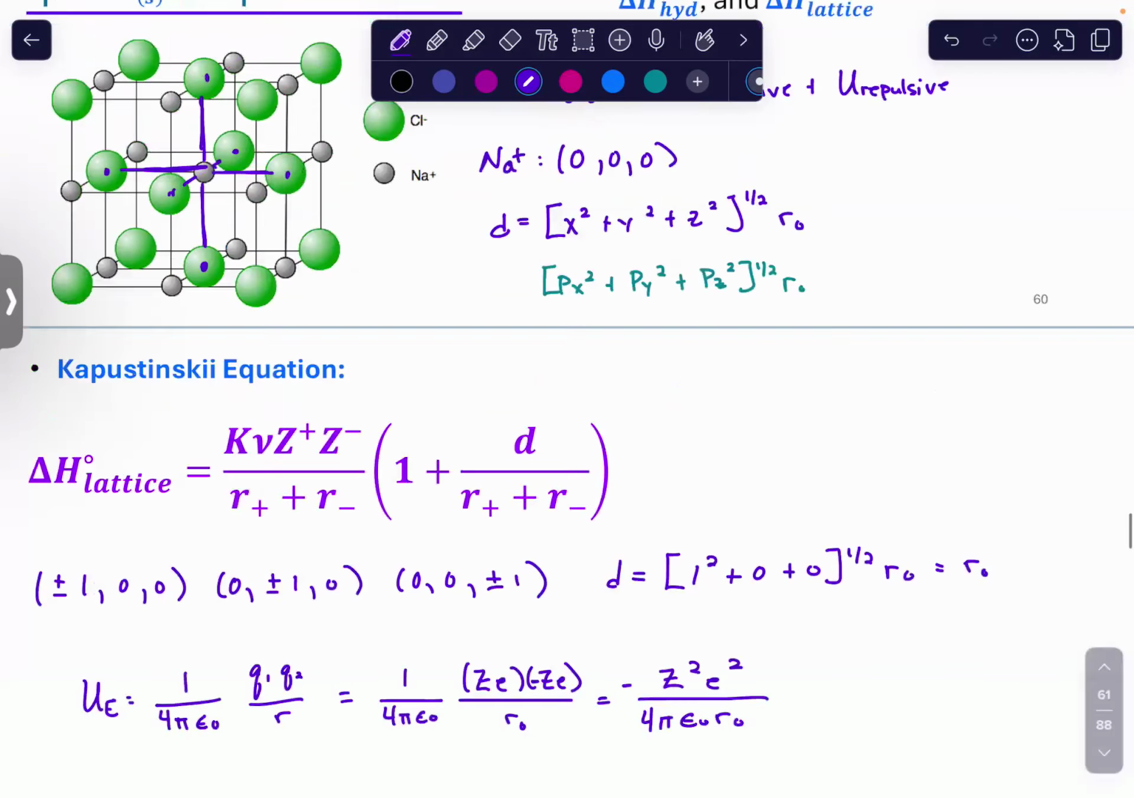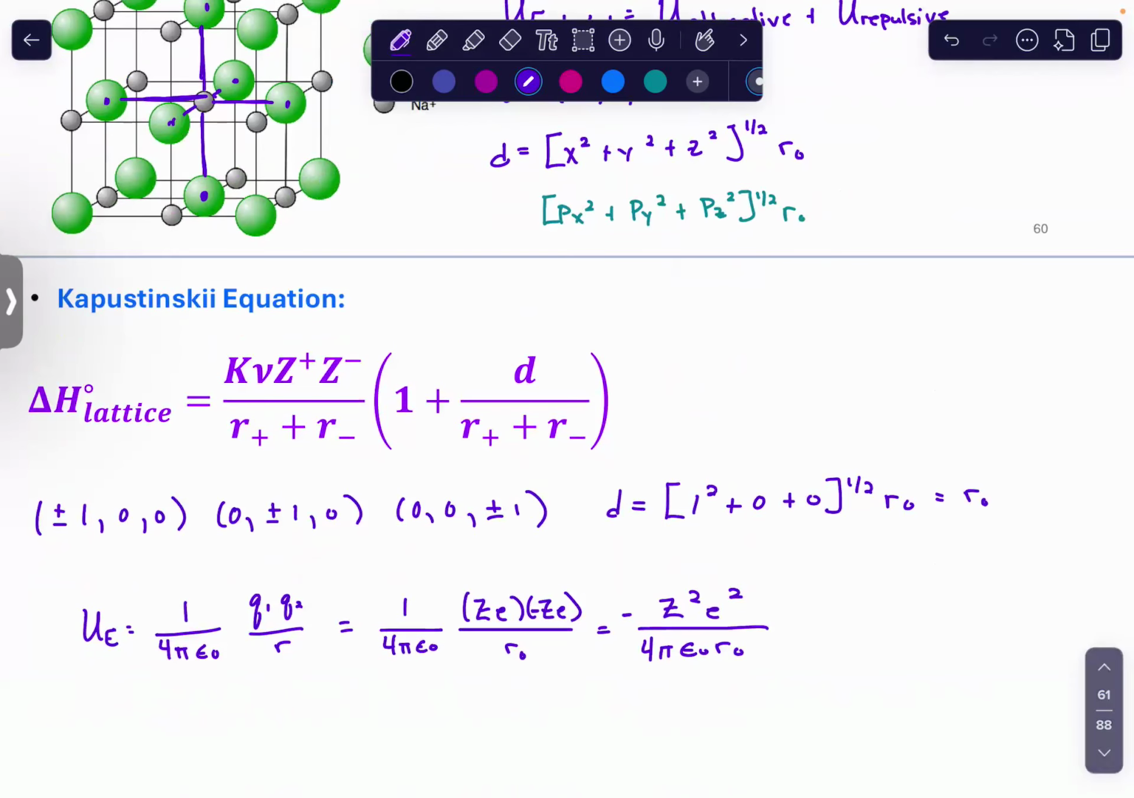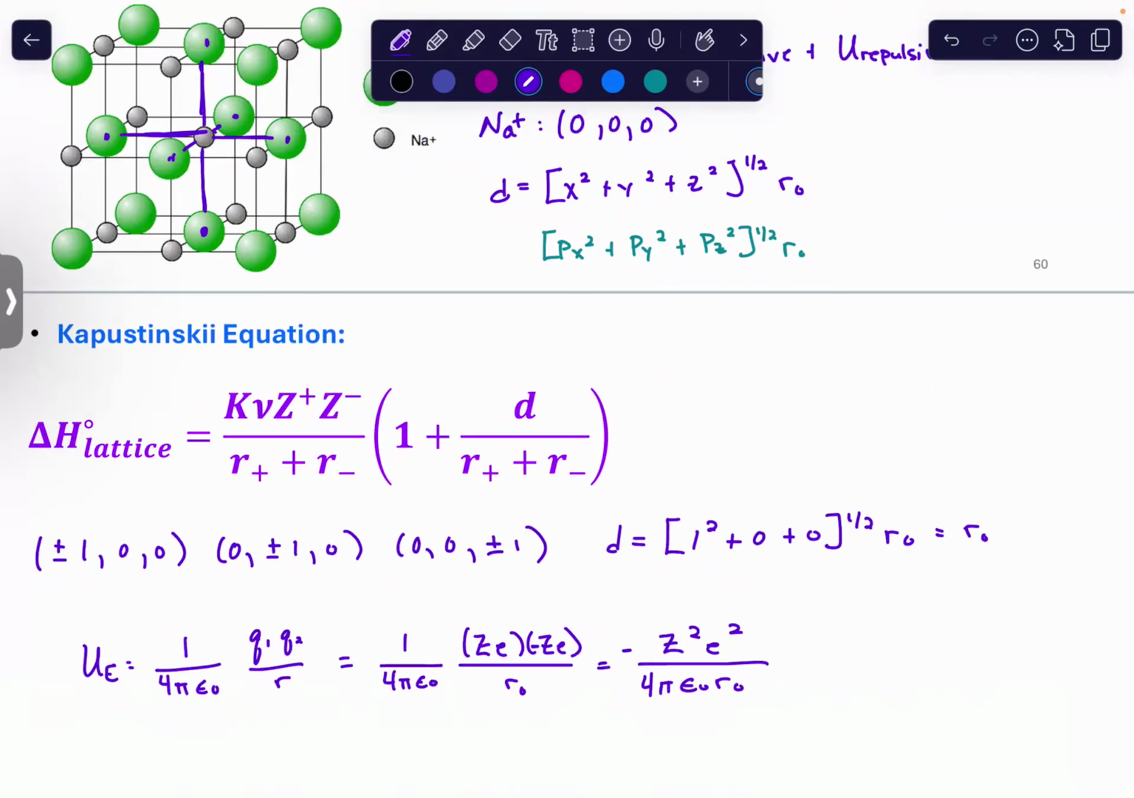And if we look at this environment here, what do you think the total potential is going to be? Look at that octahedral environment. So this is the potential between two ions. Is it just going to be 6 times that? Yep.